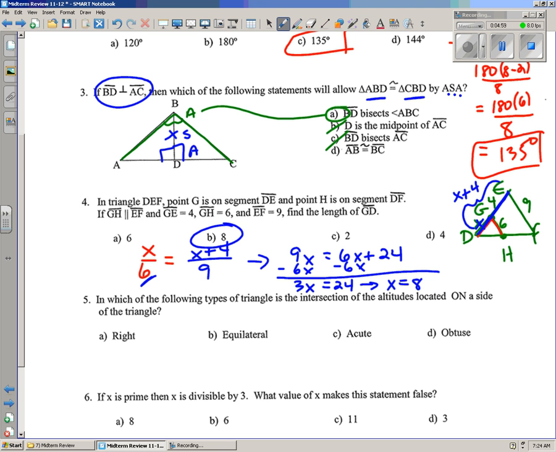So there's your answer. Number 5, actually, let's not even worry about number 5. You could skip that question. That will not be on the midterm.